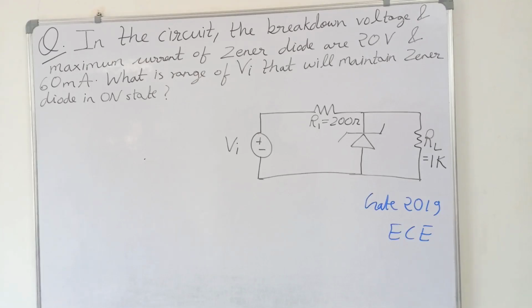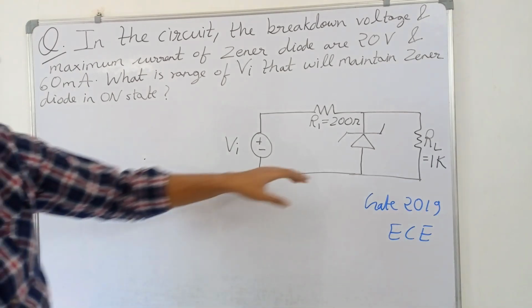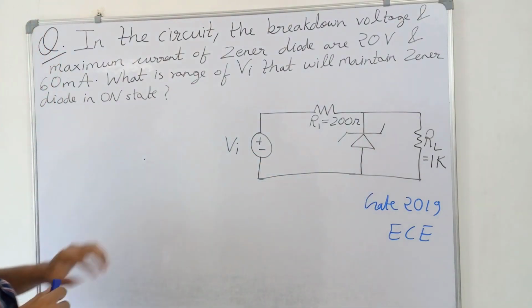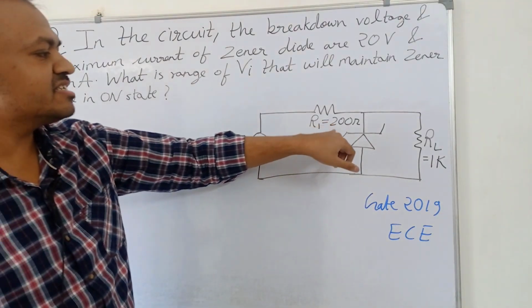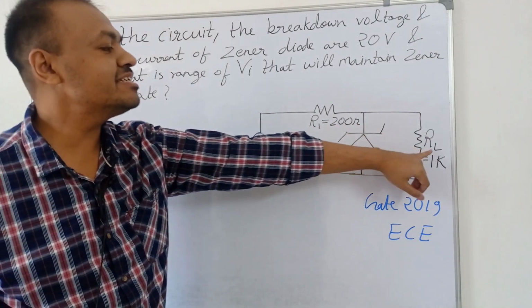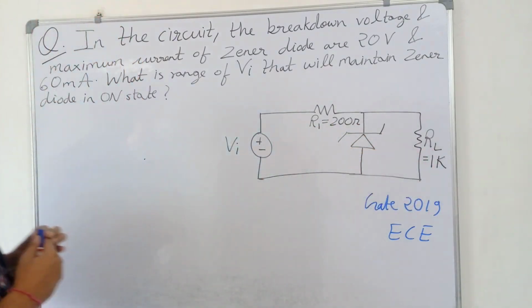We are solving a question from GATE 2019 electronics branch. In this question we are given a circuit. This is a Zener diode voltage regulator circuit. This is the input voltage, this is input resistance R1, this is load resistance 1 kilo ohm.